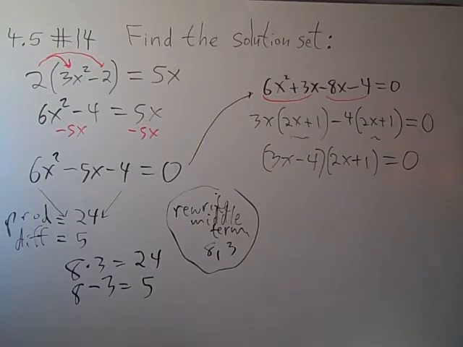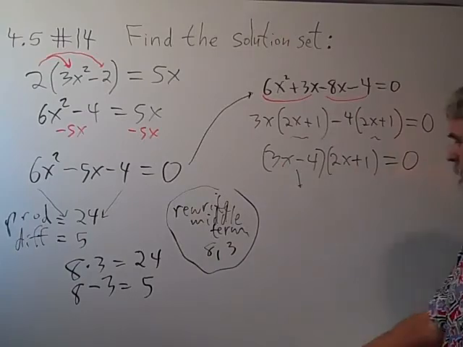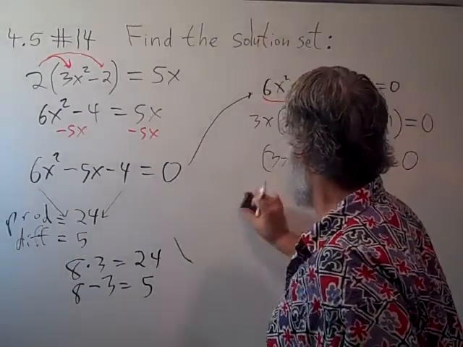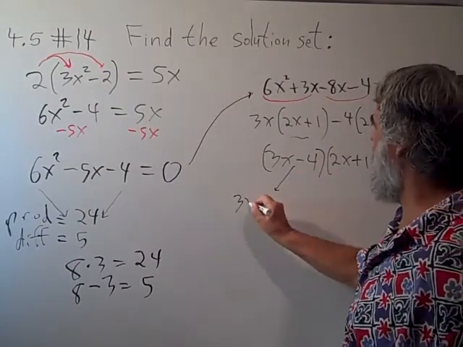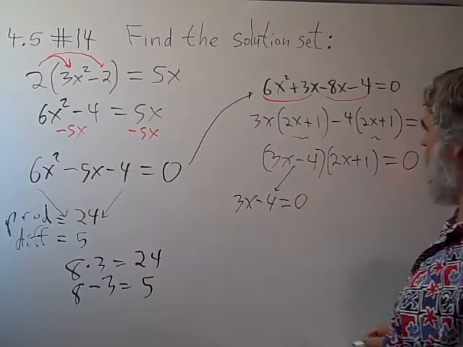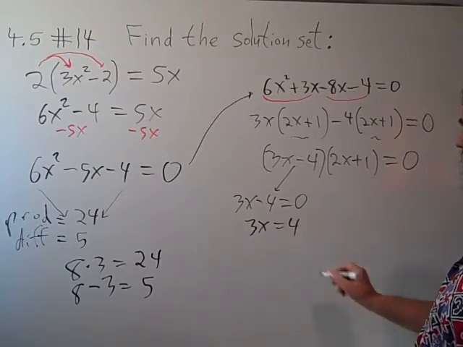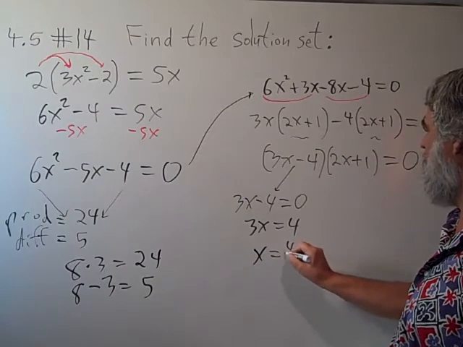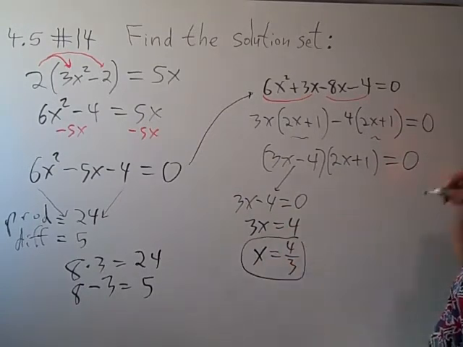So now we're almost done. Each of these factors will give us one of the zeros. So for this first one, if 3x minus 4 is equal to 0, then 3x is equal to 4, adding 4 to both sides. Then x is equal to 4/3, dividing each side by 3. So that's one of our solutions.